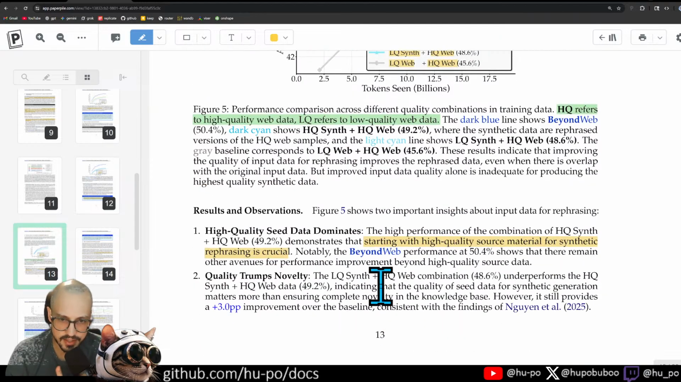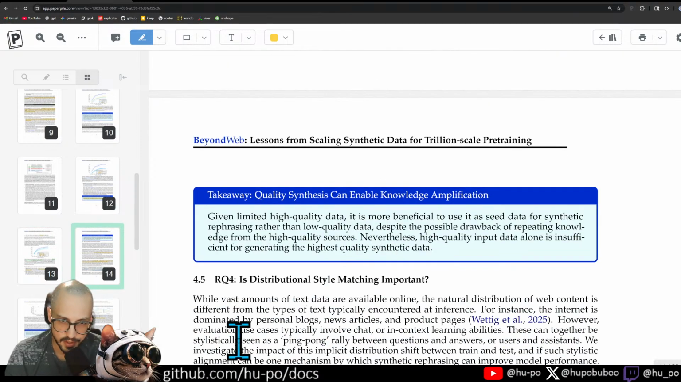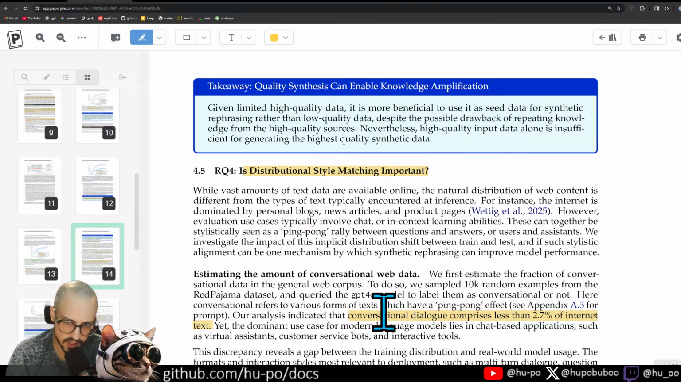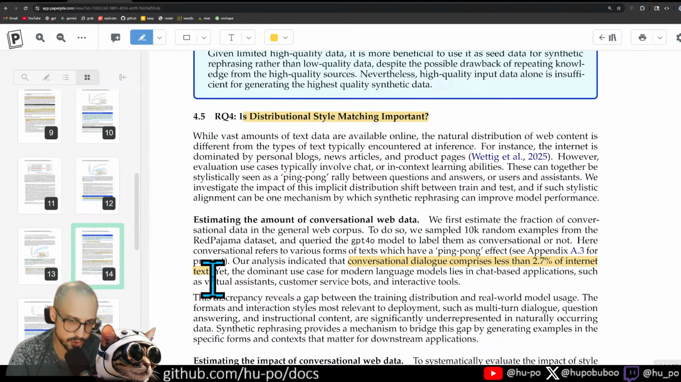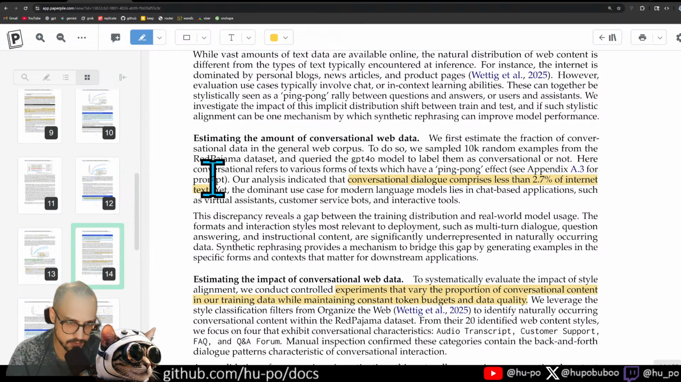Okay, let's go to the next experiment here. Is distribution style matching important? Okay, so this goes back to the point that conversation dialogue comprises less than 2.7% of internet text, yet the dominant use case for modern language models lies in chat-based applications. So what if we just took all of our pre-training data and turned it into conversations? Could we do pre-training faster and get to the end of pre-training faster, right?